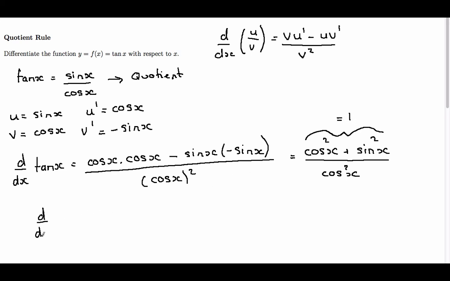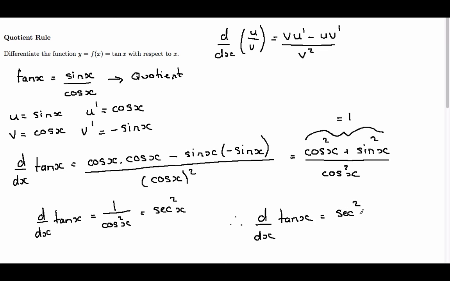Therefore, the derivative of tan x is equal to 1 over cos squared x. And we should also remember that 1 over cos x is sec x, so we can say this is sec squared x. Therefore, the derivative of tan x, which we have found using the quotient rule, is equal to sec squared x.